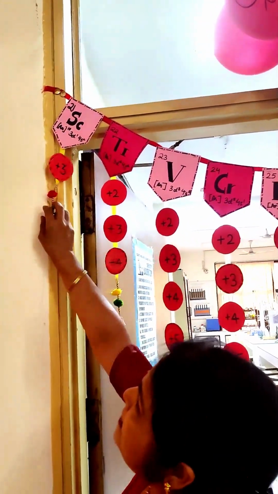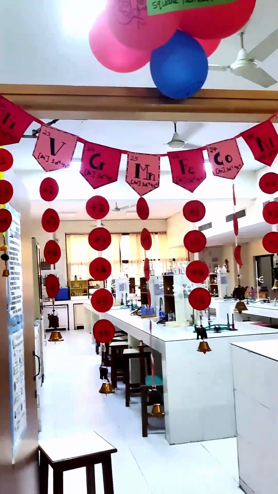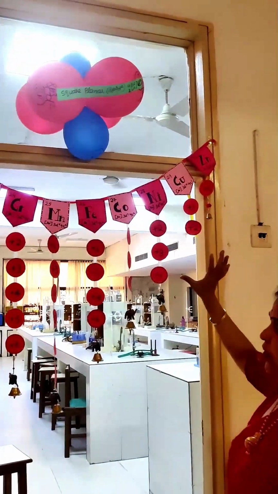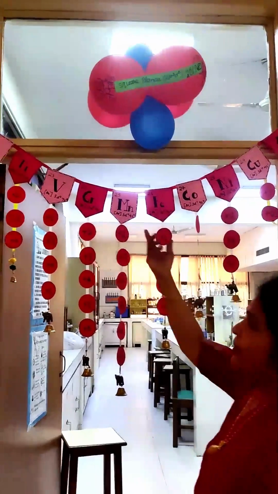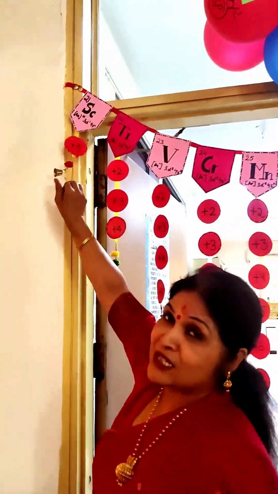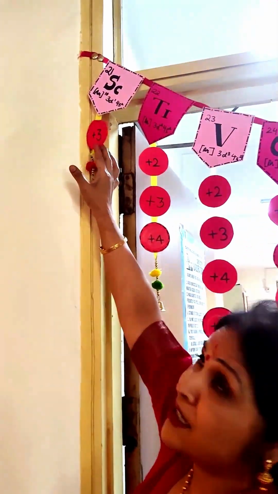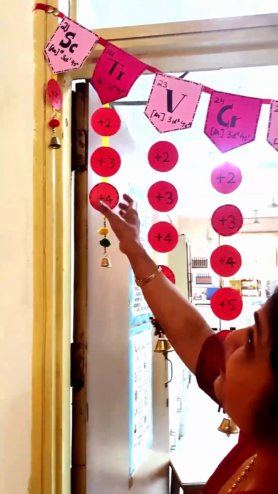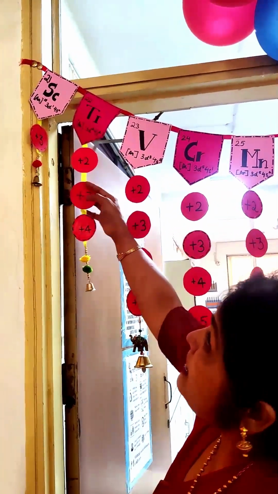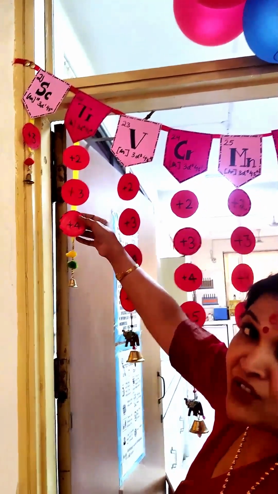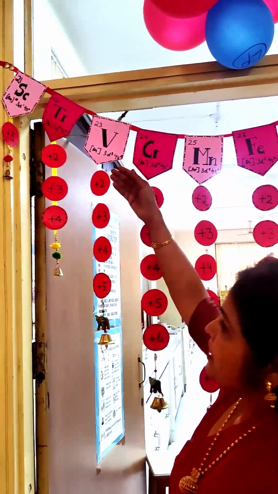Now you can see it is very nicely presented in the form of this wall hanging at the door, and you remember this one also. Now you see, what is the oxidation state of scandium? +3. Scandium +3, then +2, +3, titanium +2, +3, +4. So like this you can see.